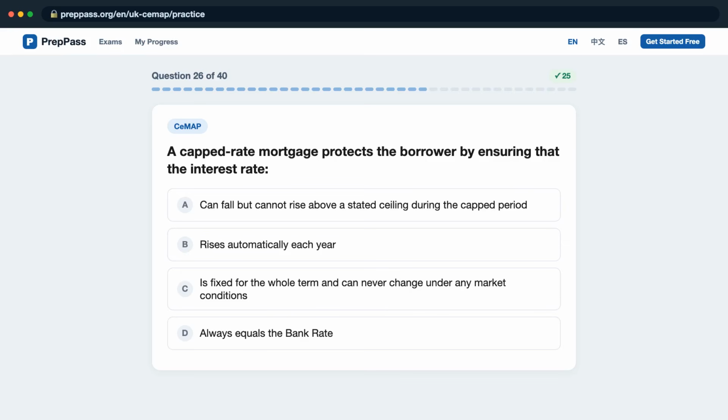Question 26. A capped rate mortgage protects the borrower by ensuring that the interest rate, is it A, can fall but cannot rise above a stated ceiling during the capped period? B, rises automatically each year? C. Is fixed for the whole term and can never change under any market conditions. D. Always equals the bank rate?